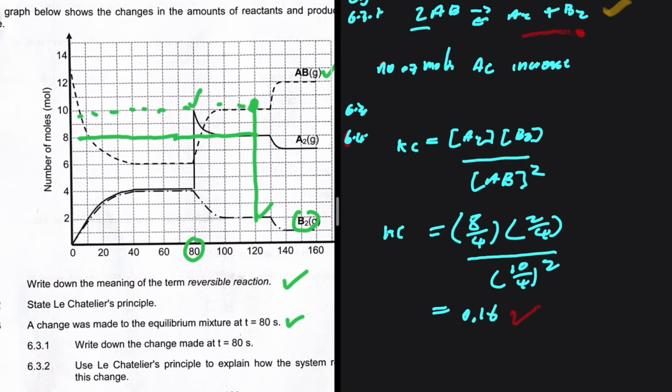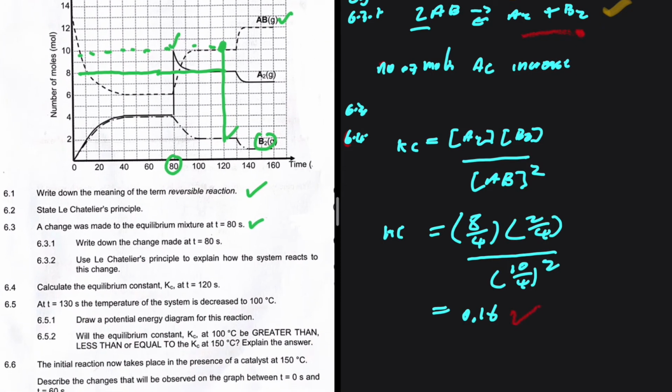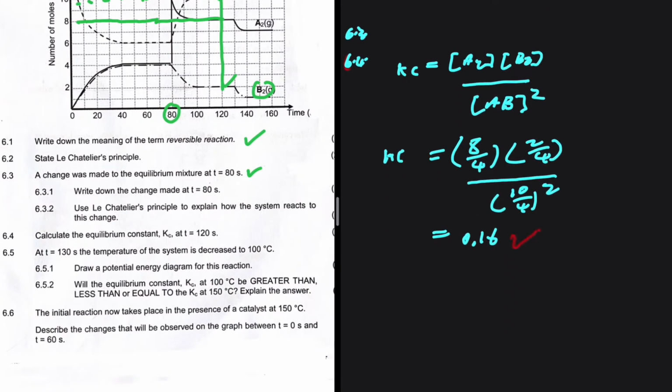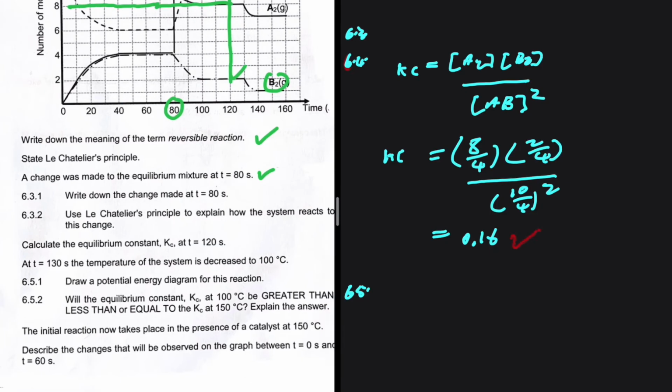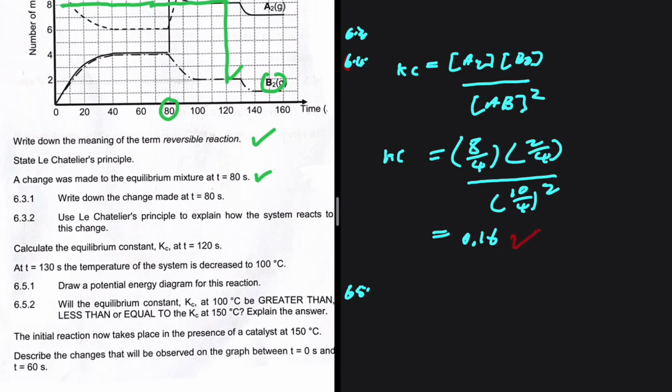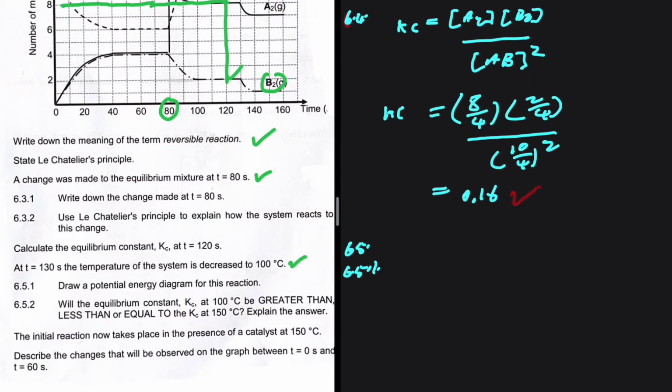That is our Kc at t equals 120 seconds. Okay, 6.5. At t equals 130 seconds, the temperature of the system is decreased to 100 degrees Celsius. Okay, and then 6.5.1, let's draw a potential energy diagram for this reaction. Okay, let's make sense of the situation we have.